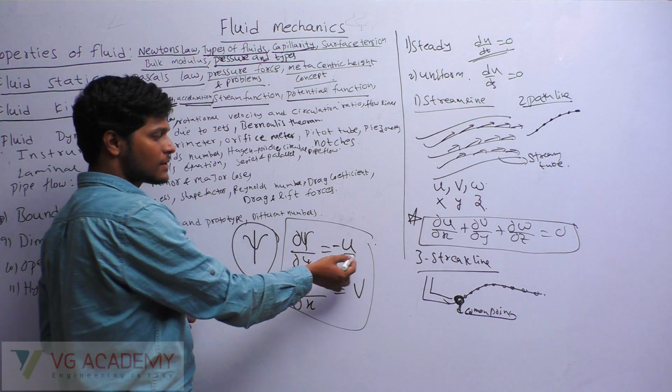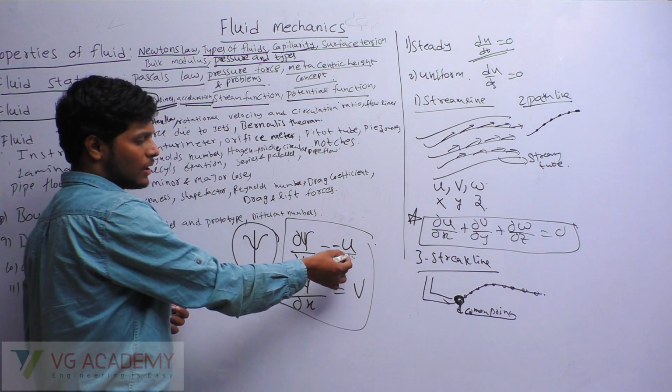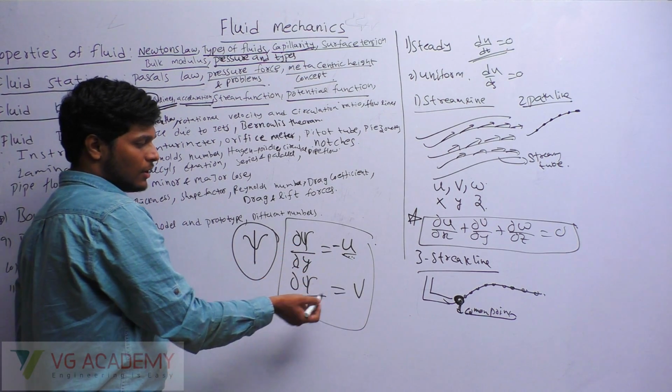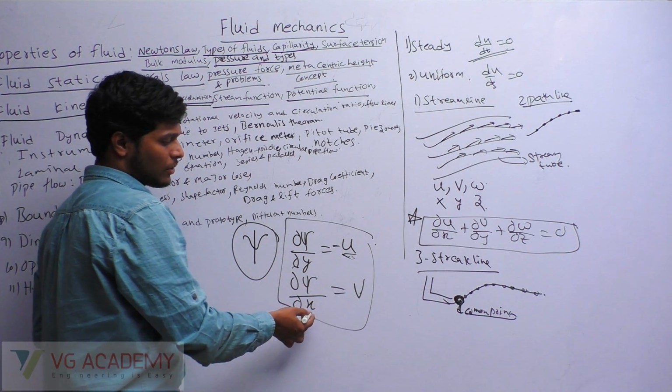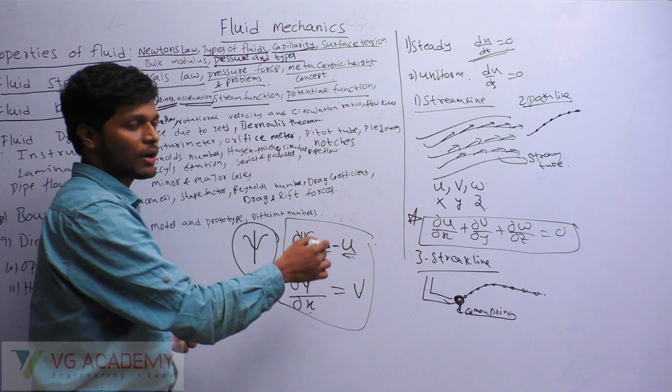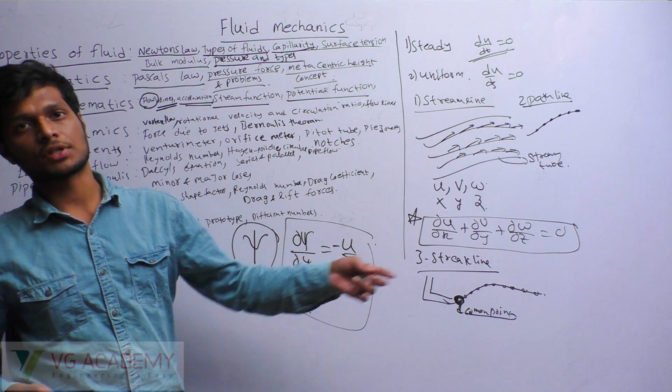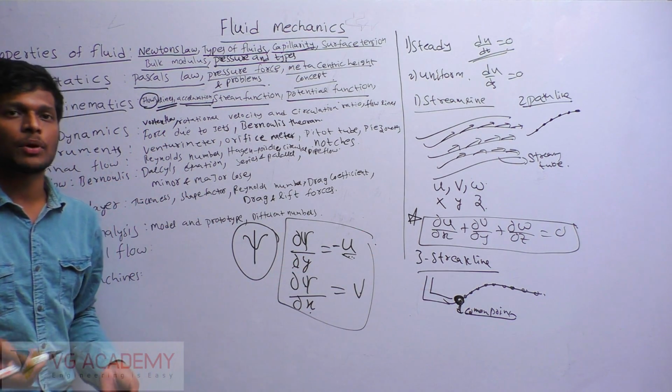By integrating this u value with respect to y, I can derive the psi value, or I can integrate this v with respect to x and get the psi value. You will have a plus c constant, which can be derived by using some boundary conditions.